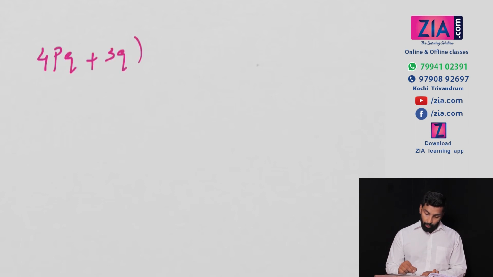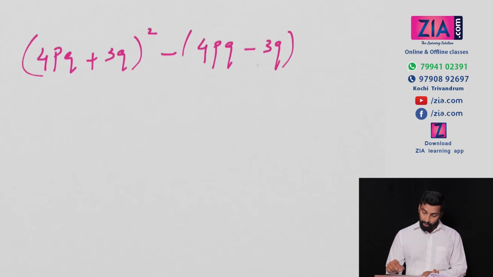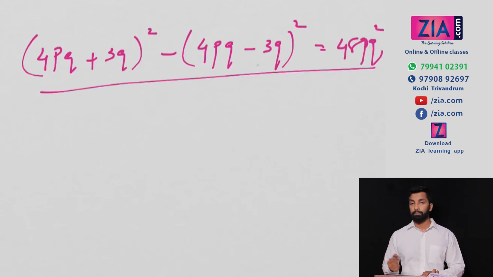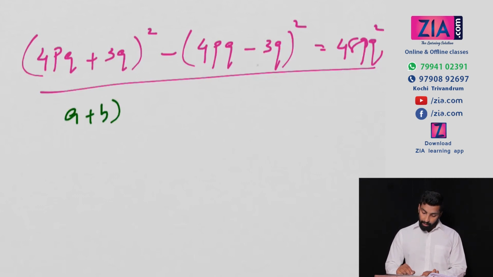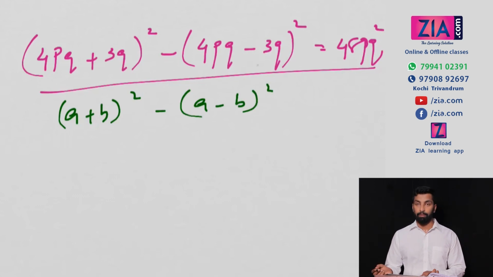Now in this question you need to prove (4pq plus 3q) whole square minus (4pq minus 3q) whole square is equal to 48pq square. You need to prove this. Now how will you prove it? This is of the form a plus b whole square minus a minus b whole square, right? Now let's expand the bracket.